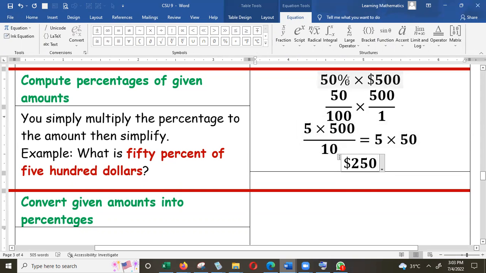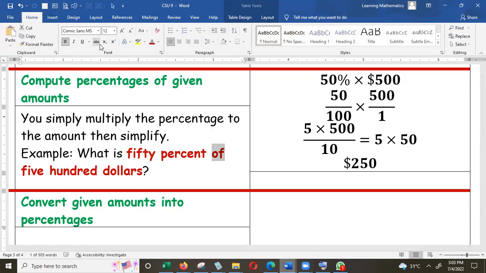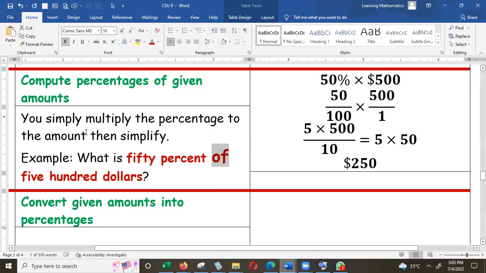You can do this that way. This is not the only way you can work this out. Bear in mind there are several different paths to take to arrive at the same solution. So 50% of 500, you can do the calculations in a different way, but you must arrive at 250. Taking a percentage off, the important thing, just remember that the word off means that you multiply. So you simply multiply the percentage to the amount and simplify.